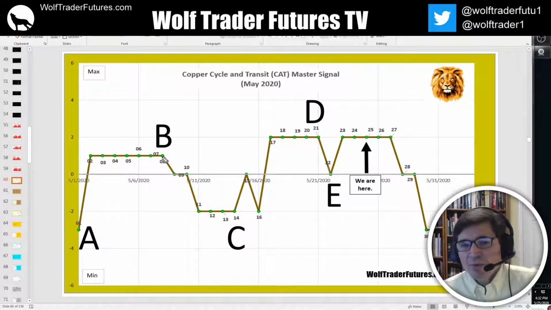And then right when it turns there on the 8th, this graph is labeled with the days of the month, this is when you would have sold here. And then on the 14th, you would buy. And then the next sell is on the 21st.